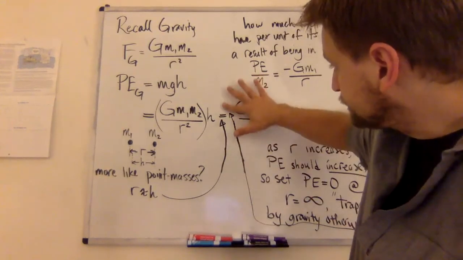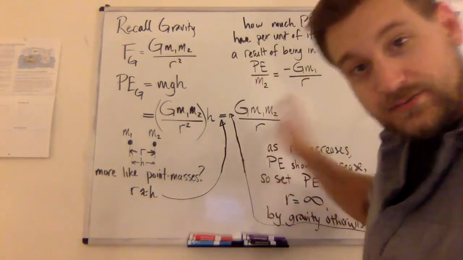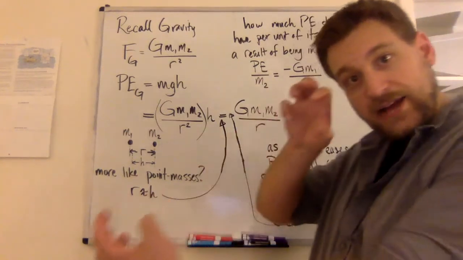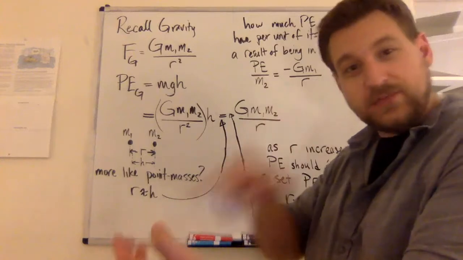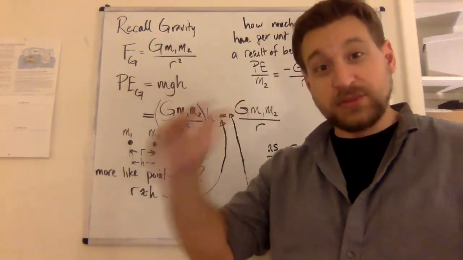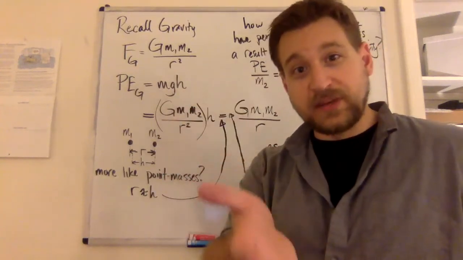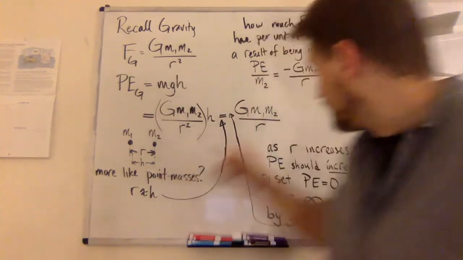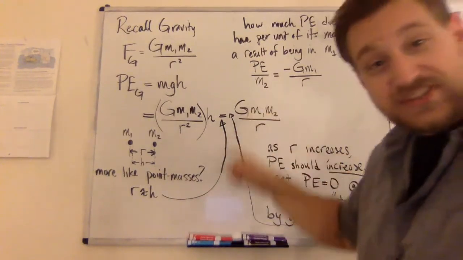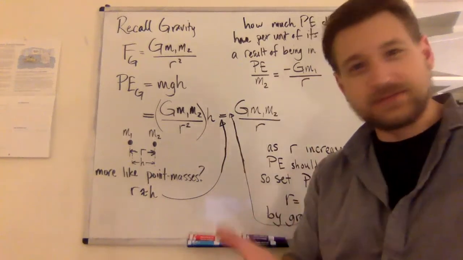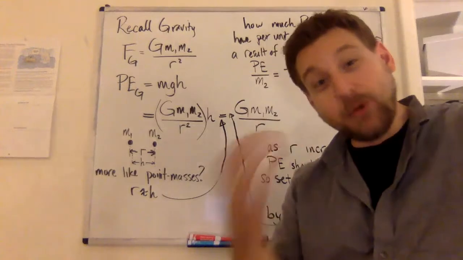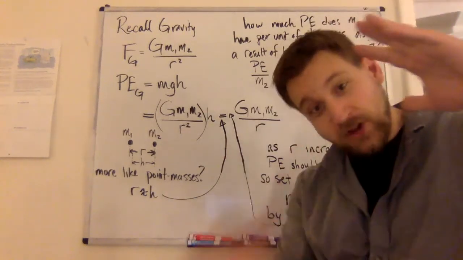Now, so far, we've got this. But the farther away from M1 we get, right, the higher our elevation above the surface of the Earth, the greater we expect our potential energy to be. But that's not how this function behaves. Increase R, this function decreases. That's not what we want. As we get farther away, we want to have more potential energy. We let go and we can fall more.